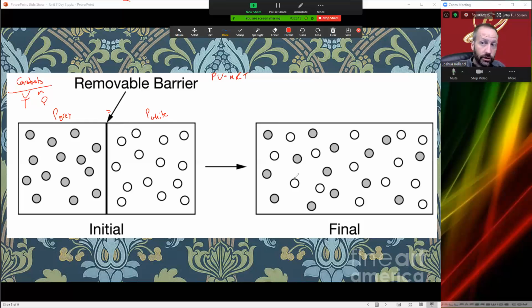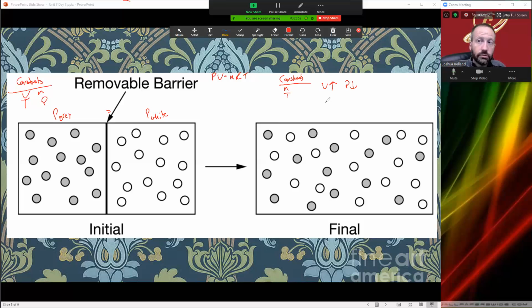So what has changed? The volume has changed. Okay, if volume changes, I still have 14. Let's do another constants list here. I still have 14 grays and 14 whites. So n is the same. I'm going to assume they mix slowly enough that the temperature stays the same. But now the volume has gone up. So what do we expect? We expect the pressure to go down. Okay.